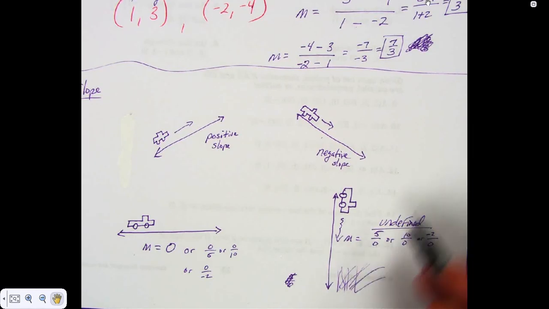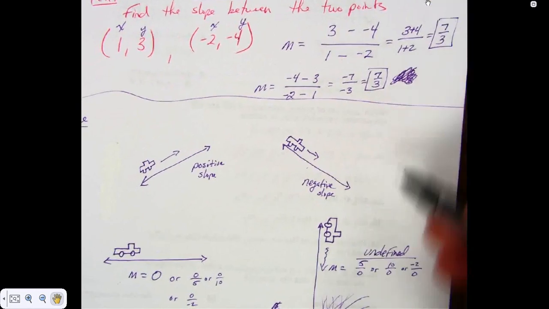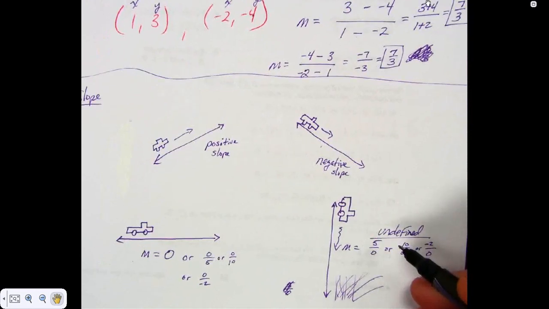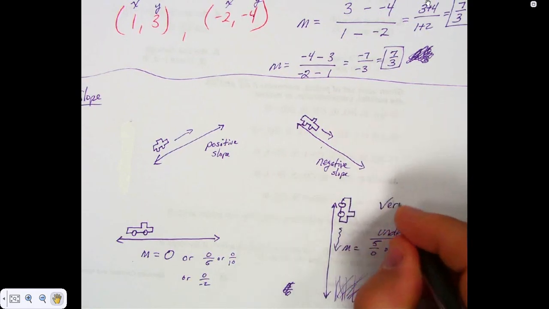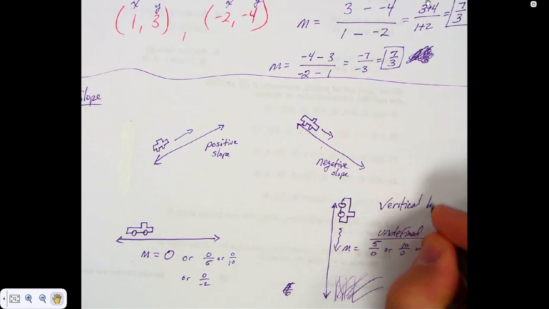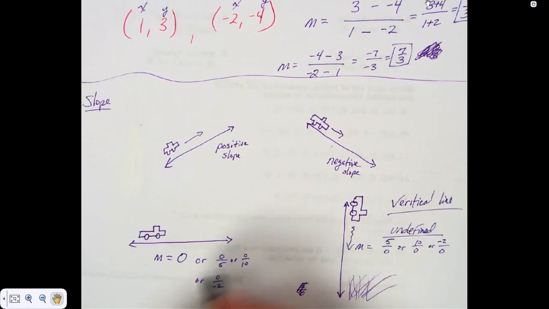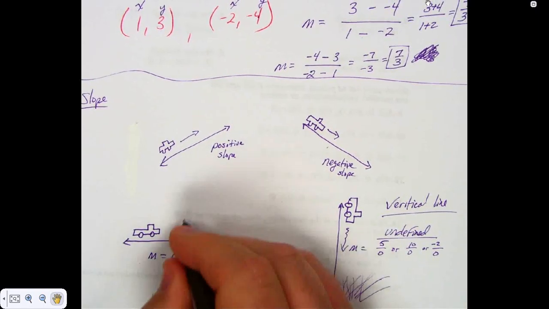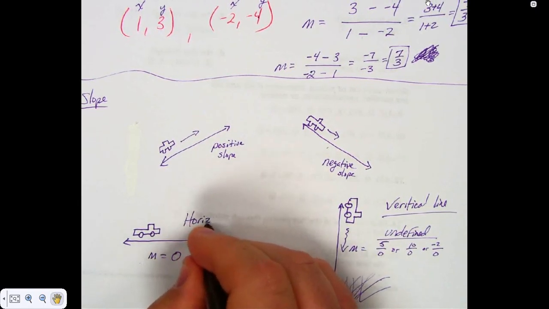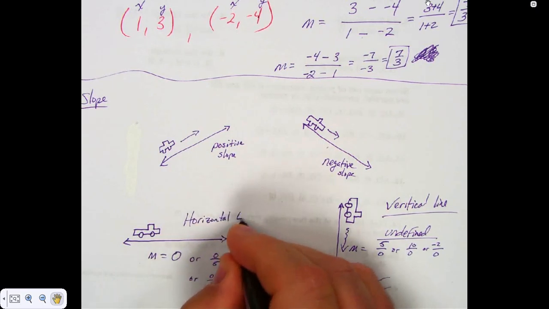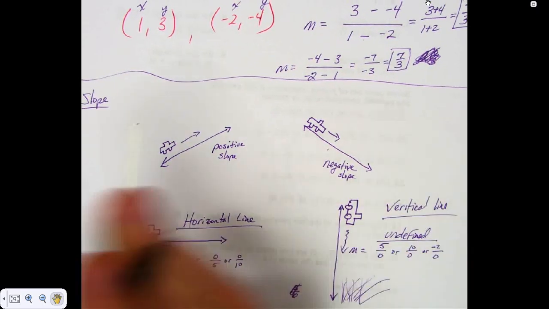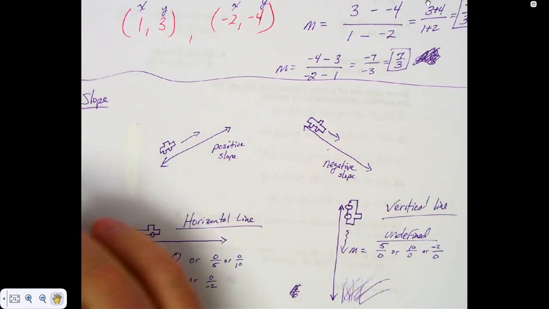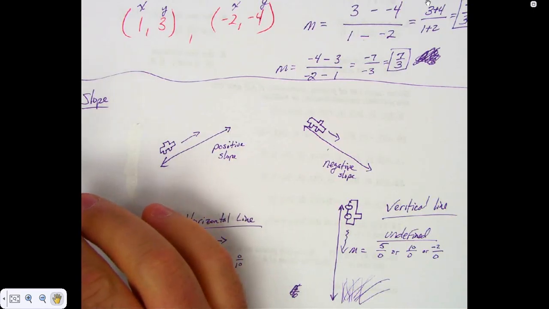So if you get a 0 on the bottom when you're doing these up here, you know you have a vertical line, right? This is what we would call a vertical line. If you get a number or a 0 on top, what do you know you have? Horizontal. Horizontal line. Like I said, this is something you do, and you take almost a whole chapter to do.